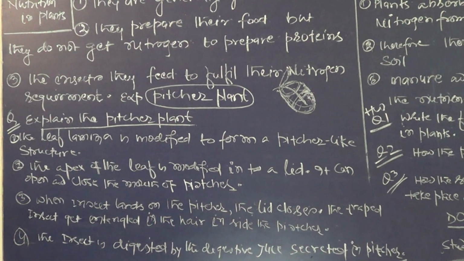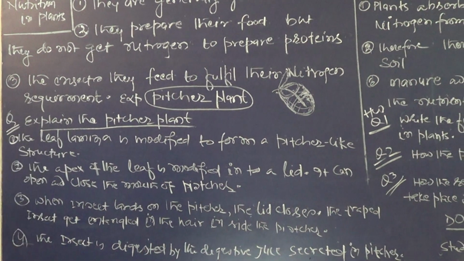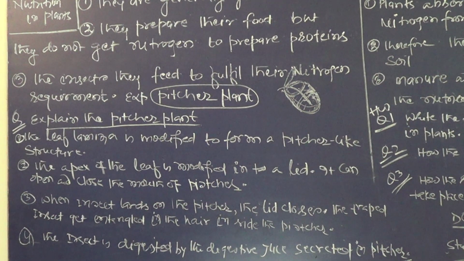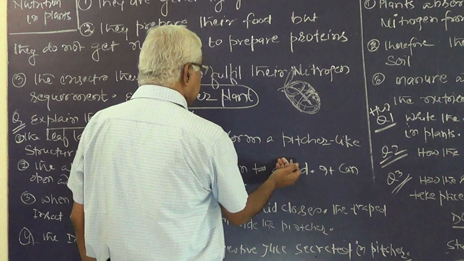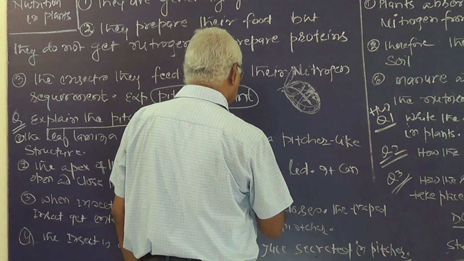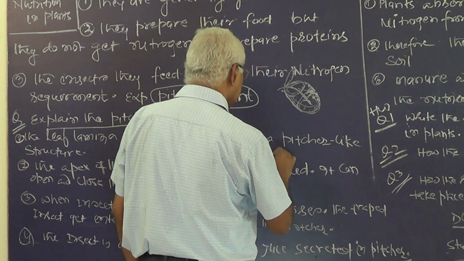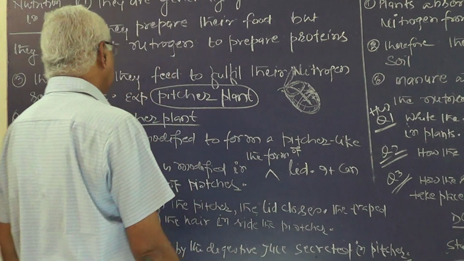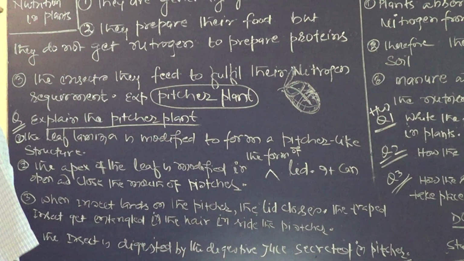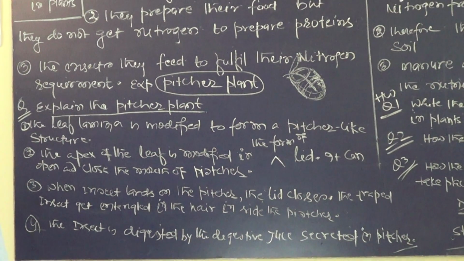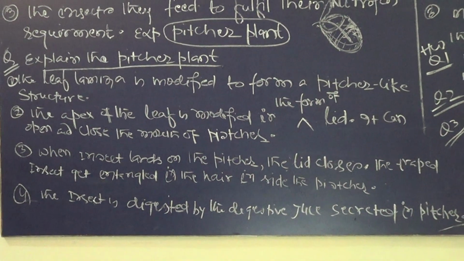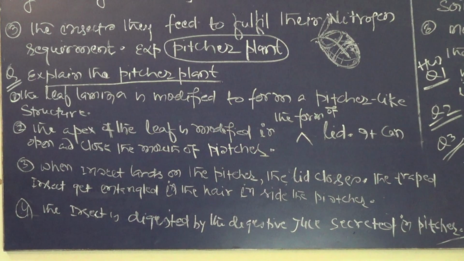You have seen it. The apex of the leaf is modified to a lid. You can write: the leaf is modified in the form of a lid. Lid का मतलब ढक्कन होता है, किसी मटके का ढक्कन. ये तुम्हारा पिचर मटका है, उसमें ढक्कन की तरह उसका लीफ का अपर पार्ट मॉडिफाई हो.